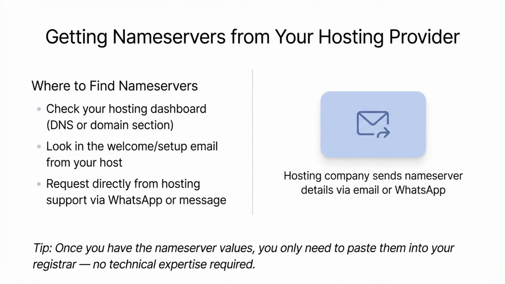One common question is, where do you actually get the name server values? There are a few ways. First, check your hosting company's dashboard. They often list the name servers right there. Second, when you sign up for hosting, the company typically sends a welcome email with all the details. And third, you can always message them directly, via WhatsApp or support chat, and they'll provide the values.